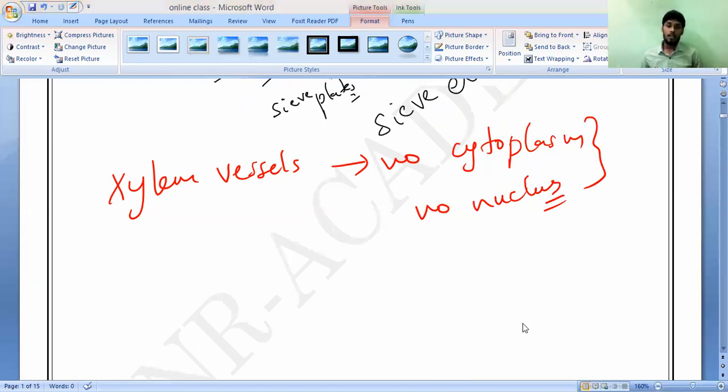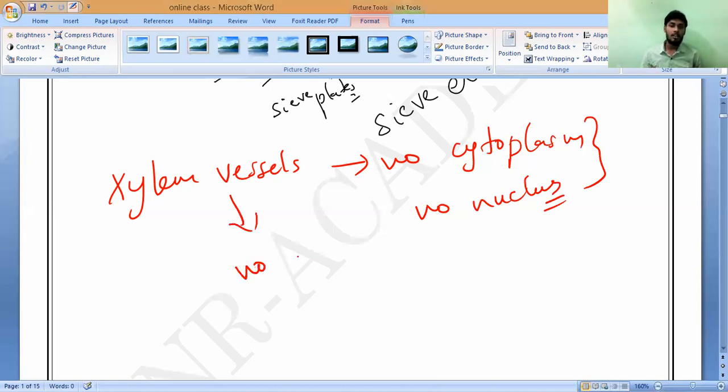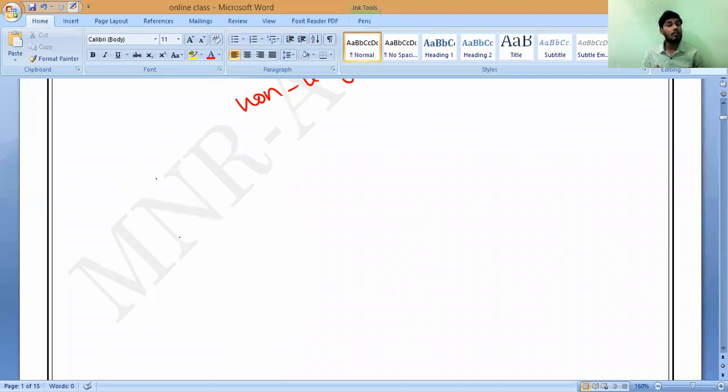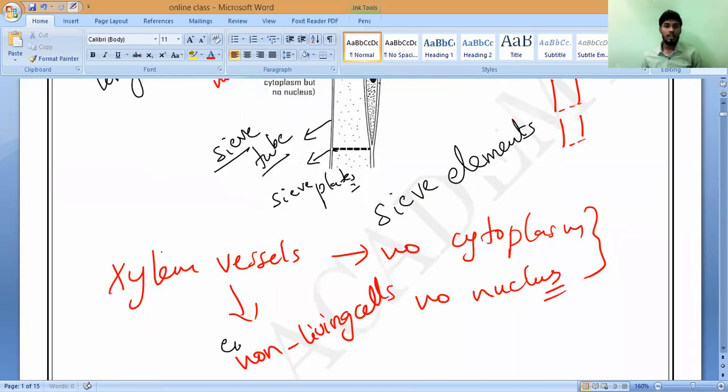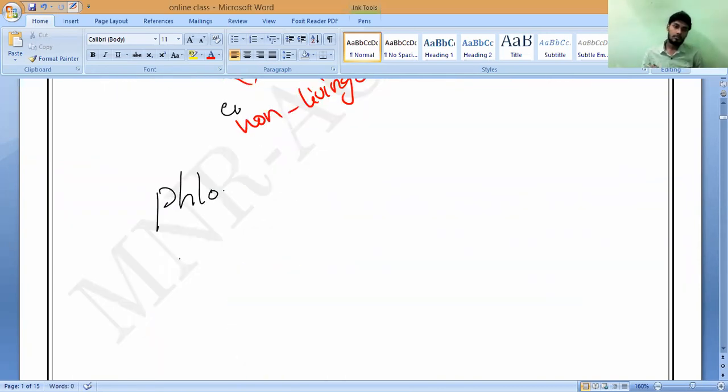Sieve tubes are also called what? Everybody should respond. Sieve tubes are also known as sieve elements, which form phloem. Are they living cells or non-living cells? You know that xylem vessels are non-living cells, correct or not? Yes, sir. Now coming to phloem, is it living or non-living? Phloem is made of living cells.